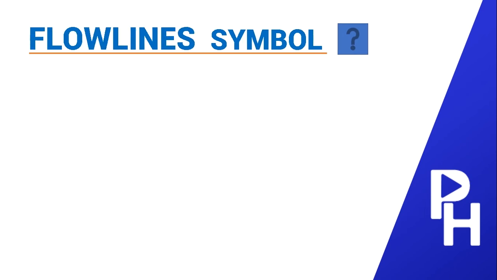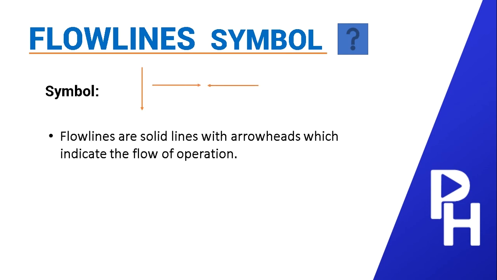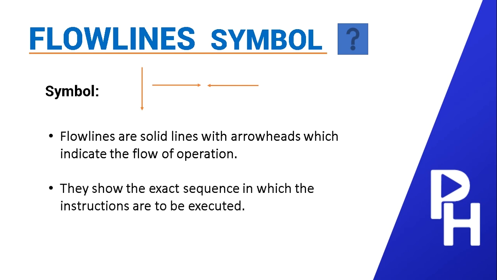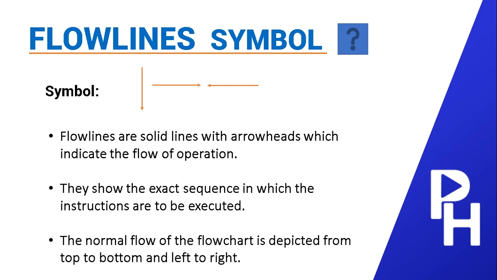So, the next symbol is the flow lines. Flow lines are solid lines with arrowheads which indicate the flow of operation. They show the exact sequence in which the instructions are to be executed. The normal flow of the flowchart is depicted from top to bottom and left to right.